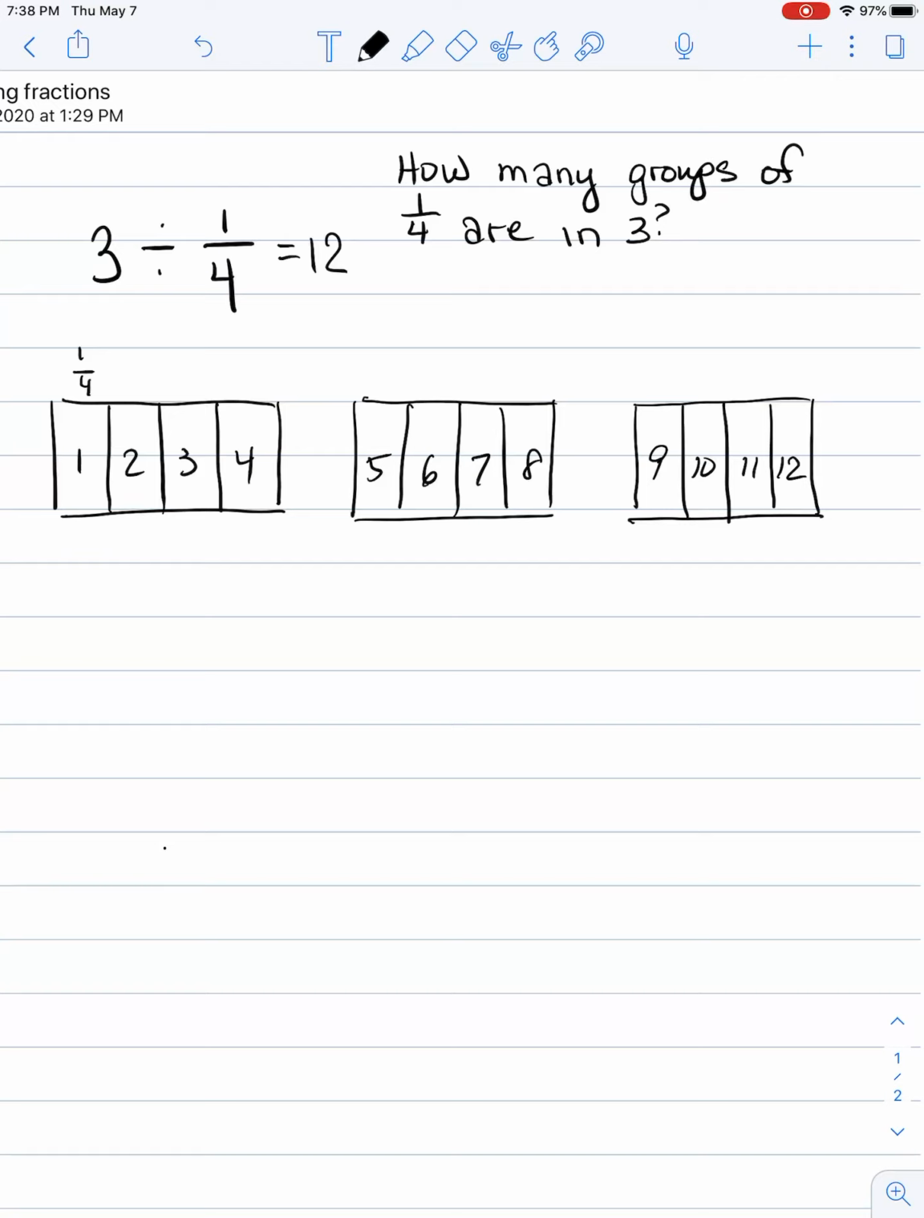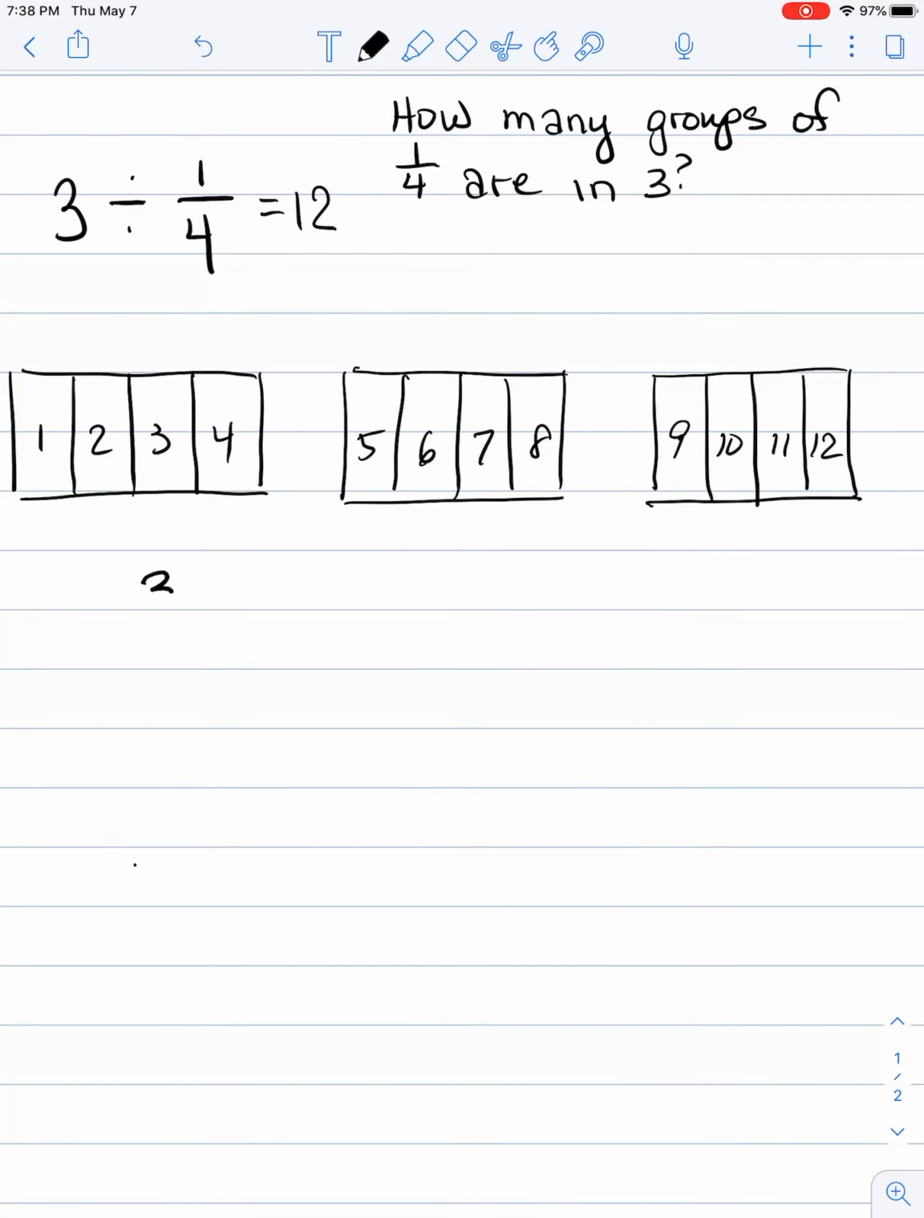Now, if I make one tiny change, get rid of this 1/4 label, if you look at this model now, the first thing you might think of is, okay, I have 3 rectangles, and each rectangle has 4 pieces. And so this is a model of not 3 divided by 1/4 equals 12, but 3 times 4, 3 groups of 4, equals 12.